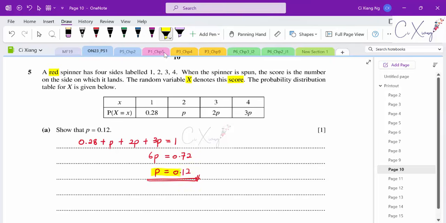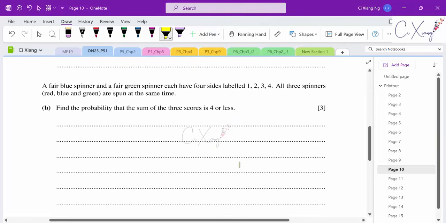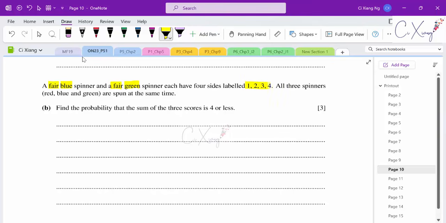Alright, then let's continue to part B. Okay, so for part B, now I have the other two spinners. I have blue and also the green spinner, and both of them are fair spinners. So that means no matter what score you are getting from these two spinners, they all have the same probability. Alright, so each has 4 sides labeled 1, 2, 3, 4. So that means to get any single score here from the blue and green spinners, it should be 1 over 4.